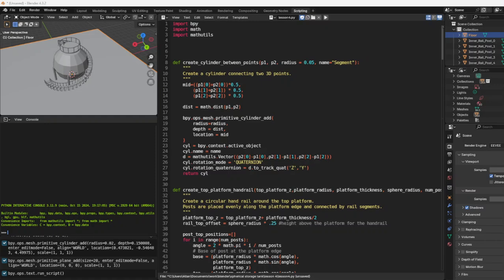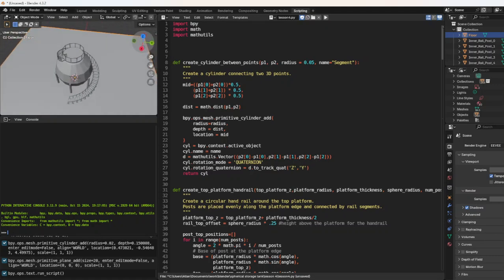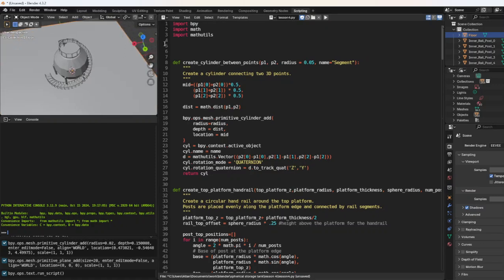Hello everyone. This is the final lesson of the spherical storage tank. So we're almost done.